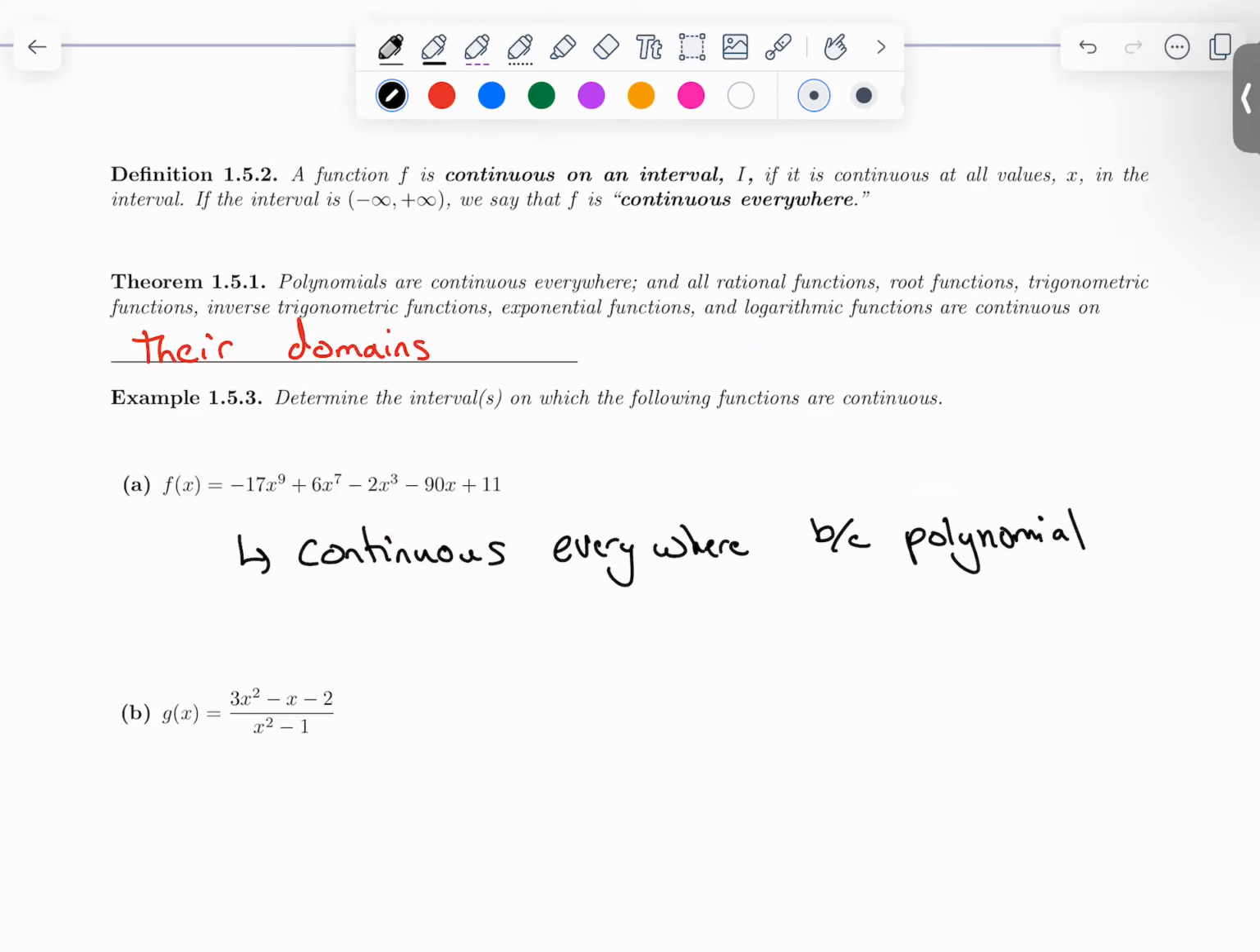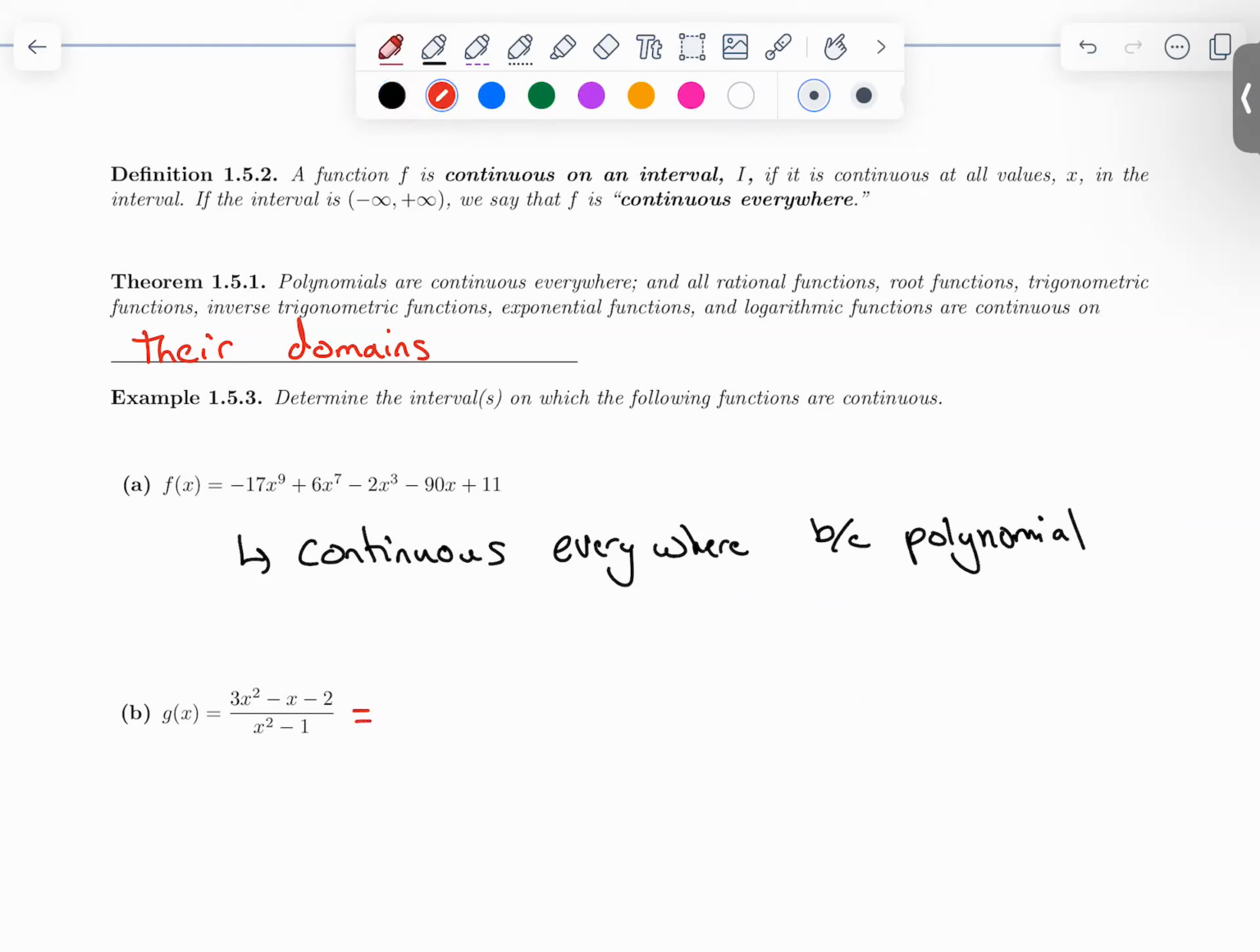Part B. G of x is equal to 3x squared minus x minus 2 over x squared minus 1. Let's see this. Notice that x minus 1 is a factor of the numerator and the denominator. Right? So don't write this down. I want you to observe something.